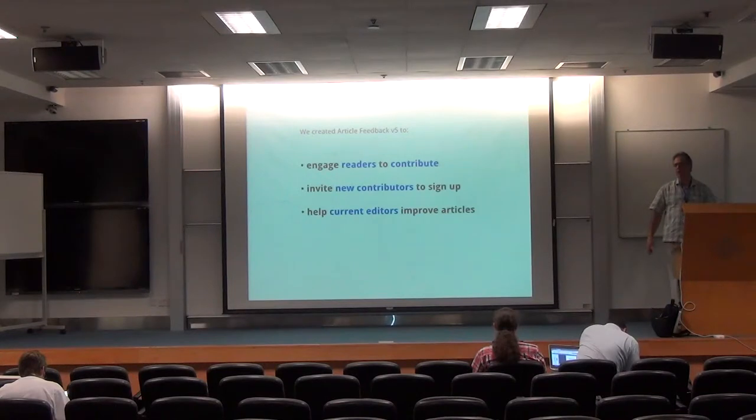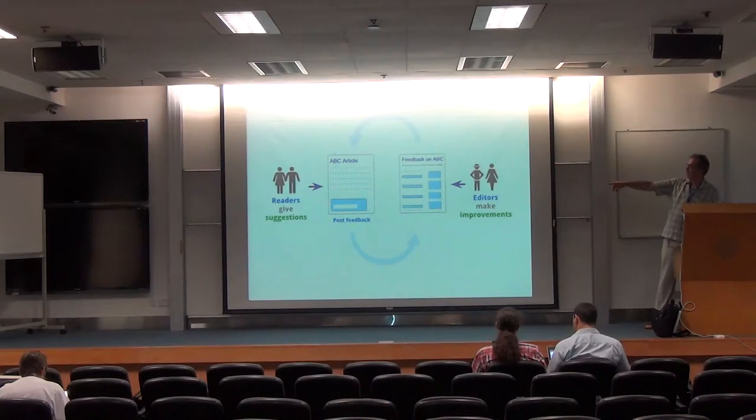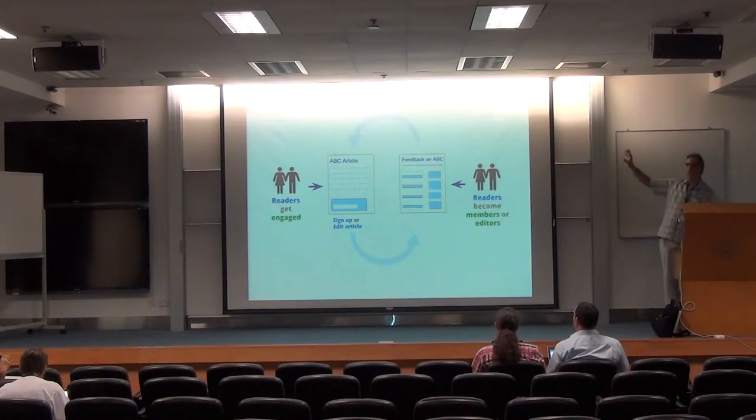We were looking to create an engagement tool for new users. The way the article feedback works essentially is readers make suggestions. There's a little form at the bottom of the article page where you can type in a little suggestion. Initially, they may not do any more than that, but editors can, if they want to, look at all the suggestions, all the comments, and they can improve articles based on these comments. But in the second step, as the readers become more comfortable with posting a little bit of feedback, the tool is able to convert some of these feedback contributors into members who create accounts, and some of them go on to become editors as well.